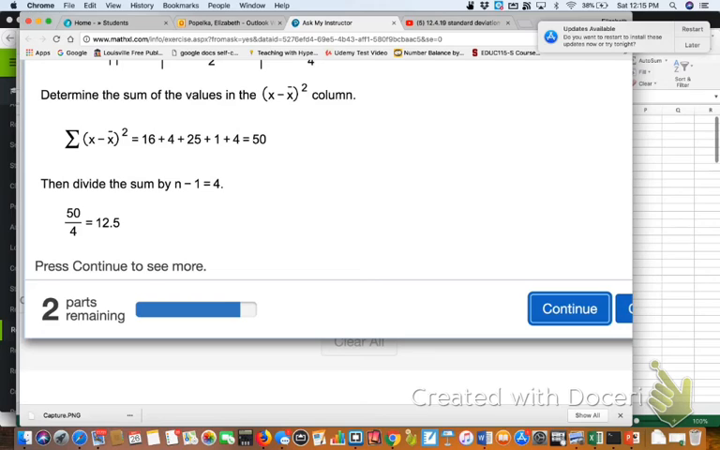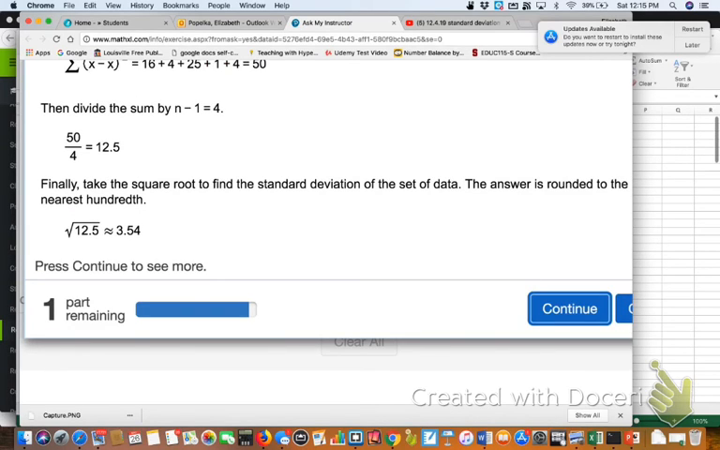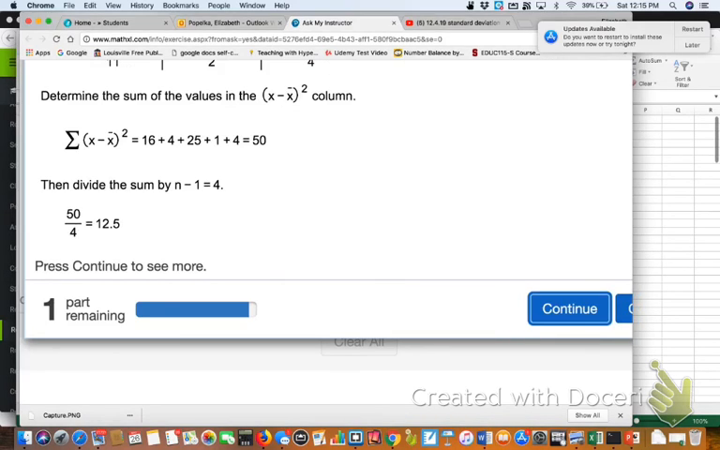And then finally, there's a lot of steps to this, I know. The very last step is to take what we call the square root. So just let me remind you what we did again. We added together all these numbers and we got 50. Then we took that sum and divided it. Instead of dividing by 5 numbers, you always divide by 1 less than the number of numbers that you have. So we did 50 divided by 4 and got 12.5.